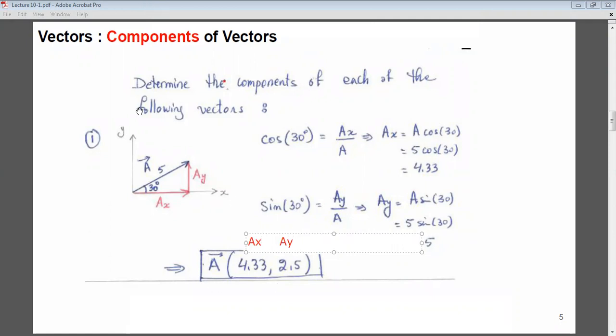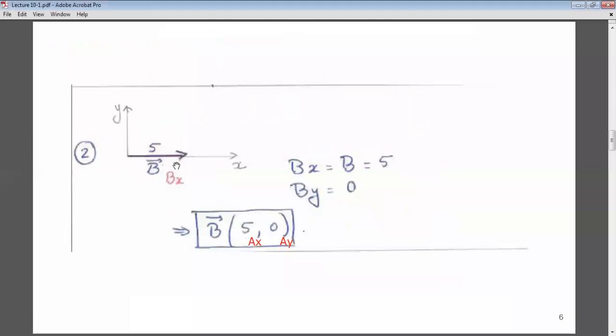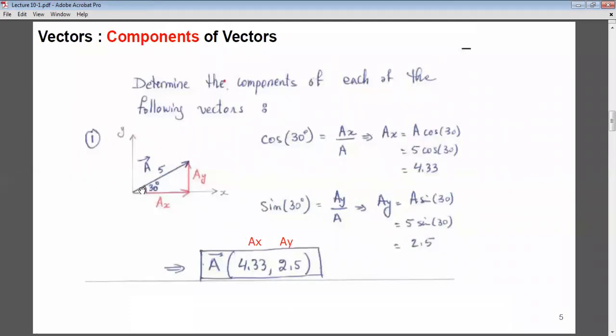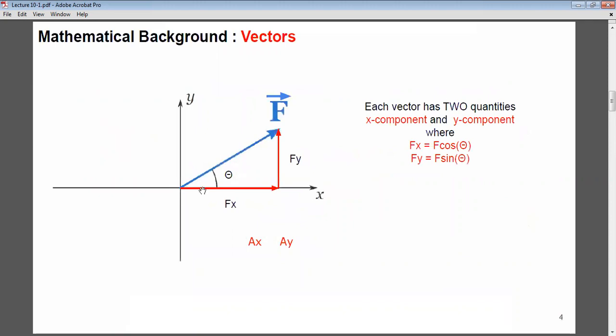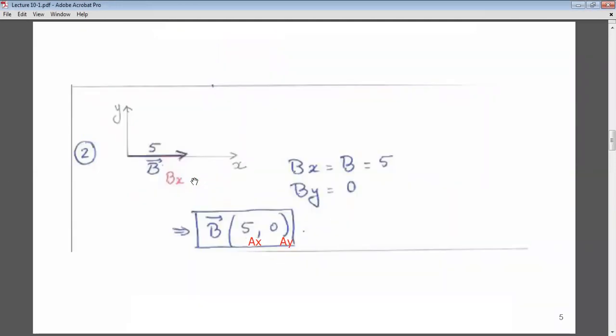Let's take another example. I have vector B. It's 5 also, but it is like this. How much is the angle? Notice here that the angle is the angle that A makes with the x-axis. Okay, the theta is the angle that the vector makes with the x-axis. I forgot to mention it here. So let's come back here. I have vector B.